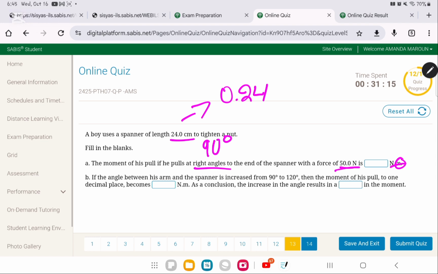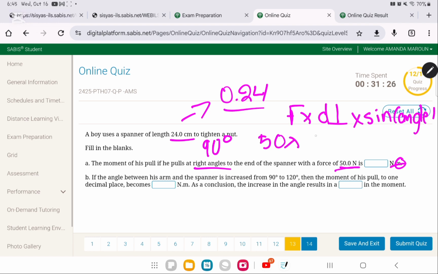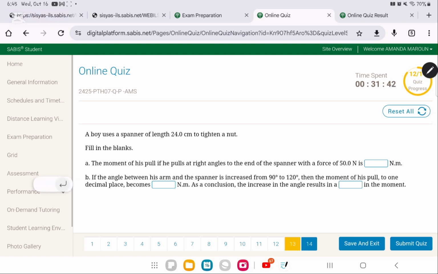Anytime they ever give you an angle, you're going to do force times perpendicular distance multiplied by the sine of the angle. So our force is 50 multiplied by the perpendicular distance, which is 0.24, multiplied by the sine of 90. If you do it on the calculator, you are going to get 12. So the value over here is 12. This is the moment of his pull if he pulls at a right angle.